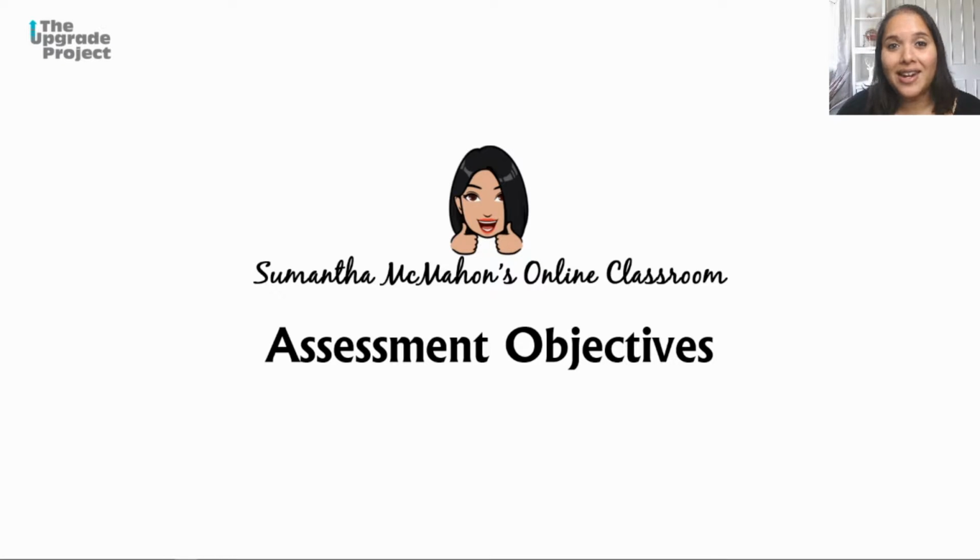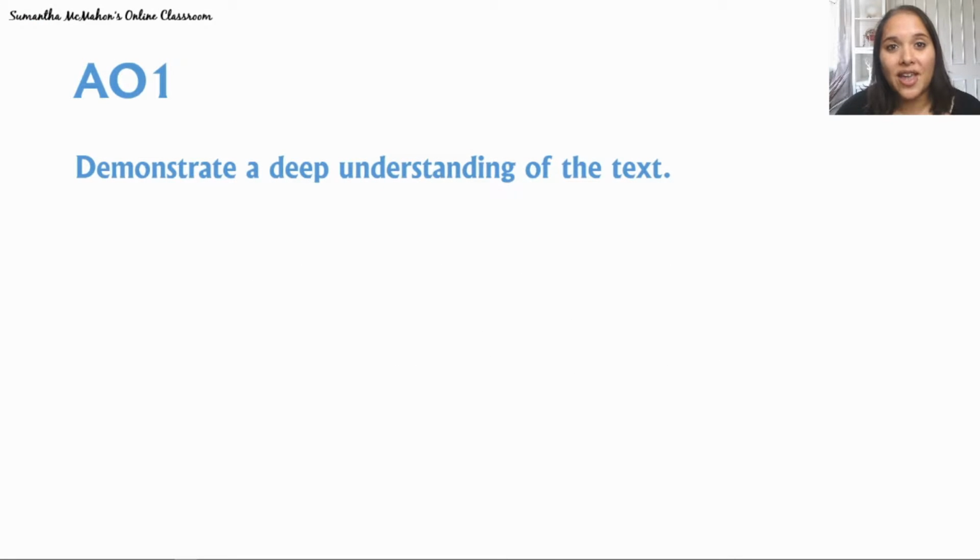Now, these are the literature assessment objectives, and I'm basing this on the AQA exam board. If you are studying with a different exam board, like Edexcel or Eduqas, then the same assessment objectives will apply. Now, starting off, we're going to look at AO1, and in a lot of my videos, I actually color code the assessment objective, and usually I color code this in blue.